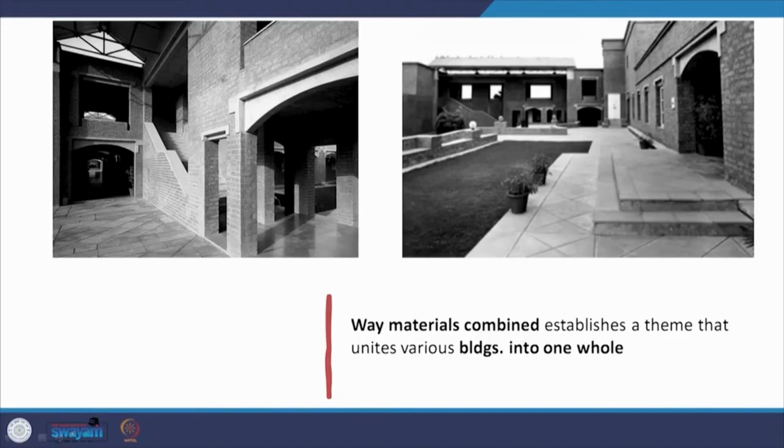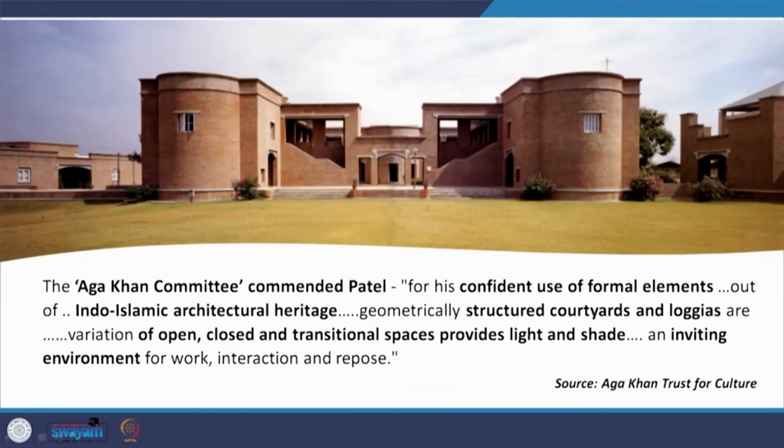The way the materials have been combined establishes a theme that unites the various buildings into one whole. So the Aga Khan committee commended Patel for his confident use of formal elements out of Indo-Islamic architectural heritage. There are these geometrically structured courtyards and loggias. There is a variation of open, closed and transitional spaces providing light and shade, and there is an inviting environment for work, interaction and just plain repose.